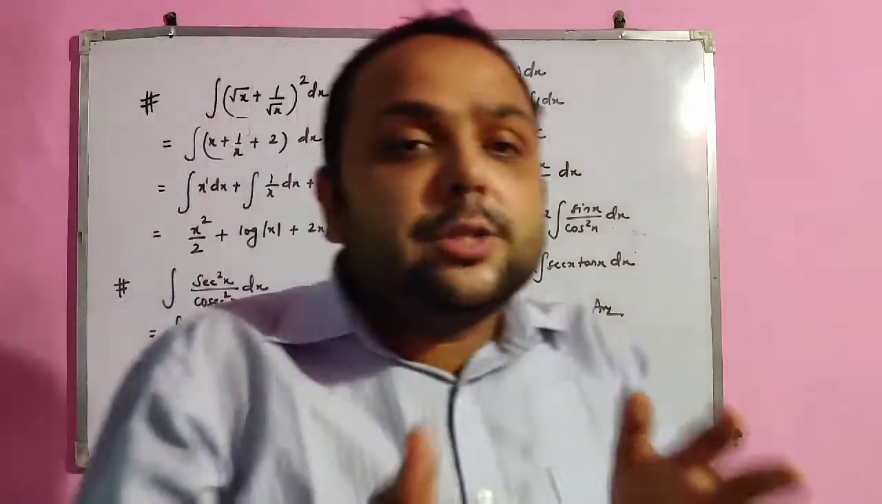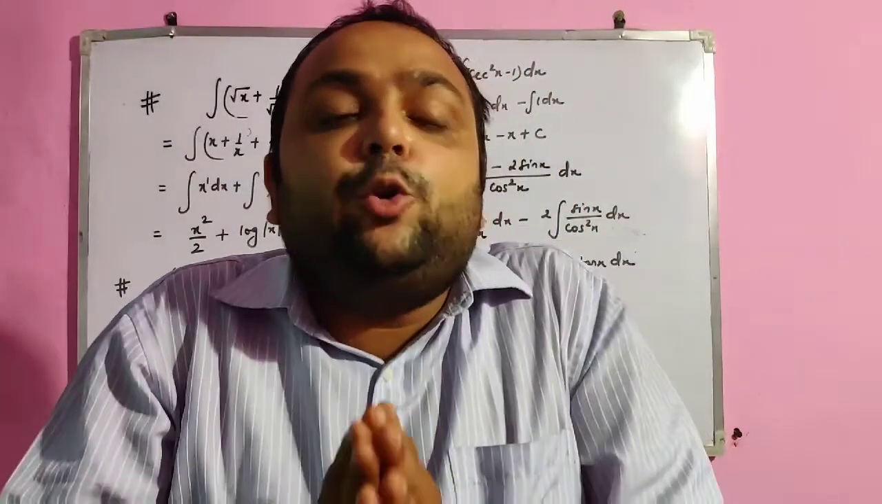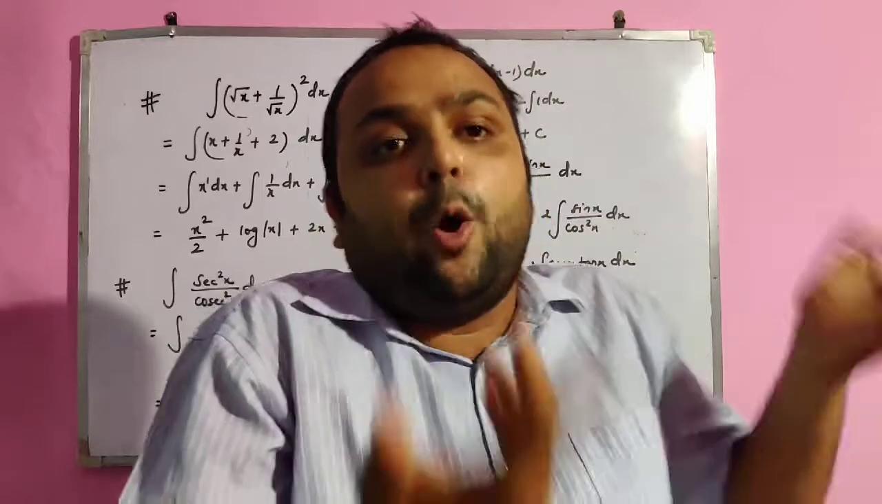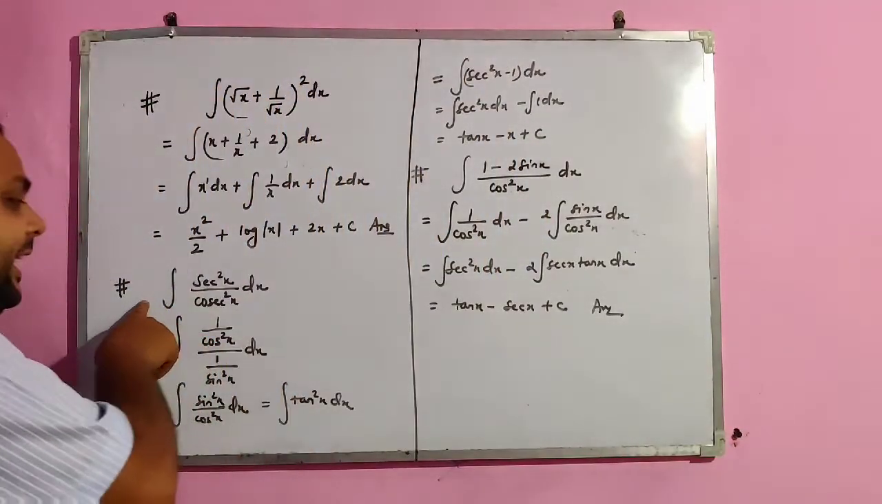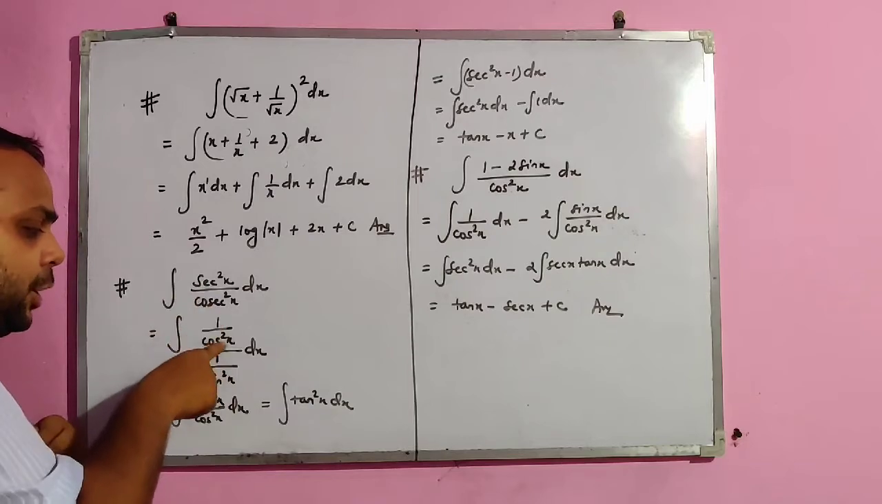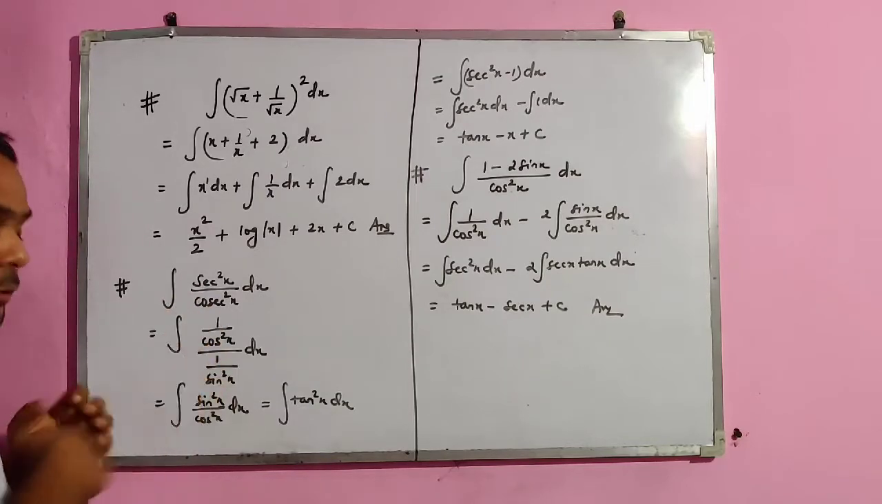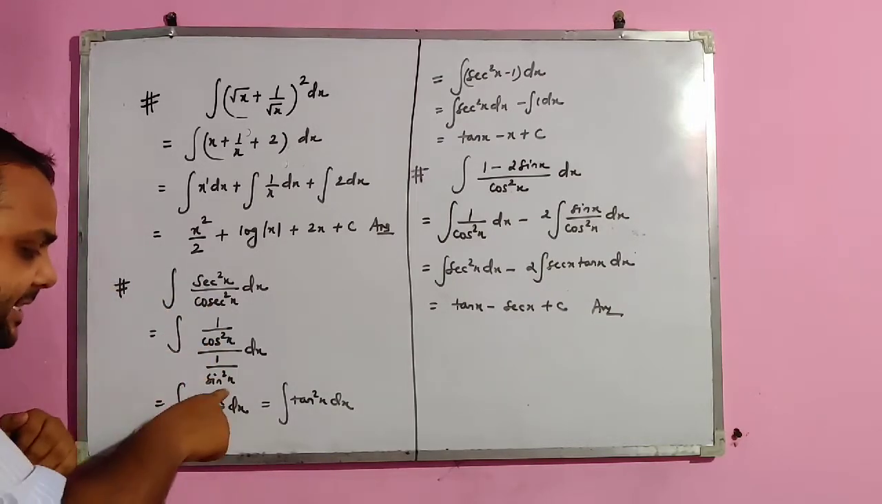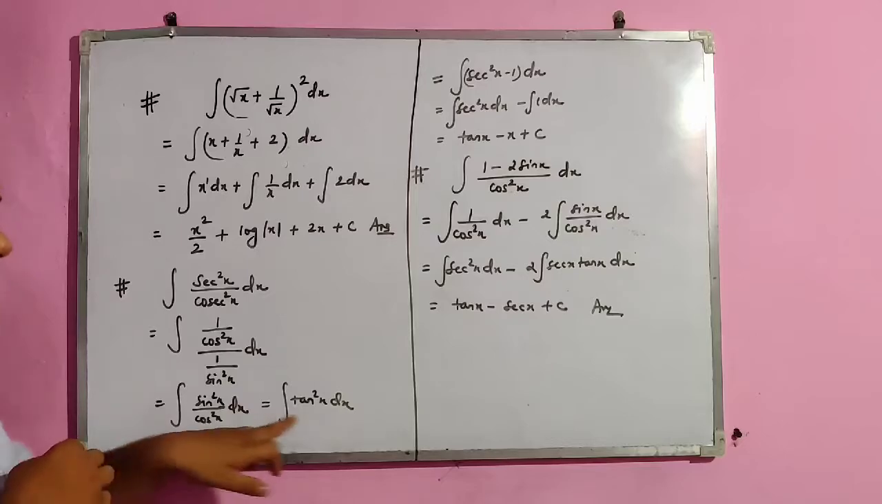So first we need to simplify the problem, and then we need to apply the formula based on that problem. Next is integration of sec square x upon cosec square x. This is 1 by cos square x. This is 1 by sin square x. Solving it, we get sin square x by cos square x, which is tan square x.